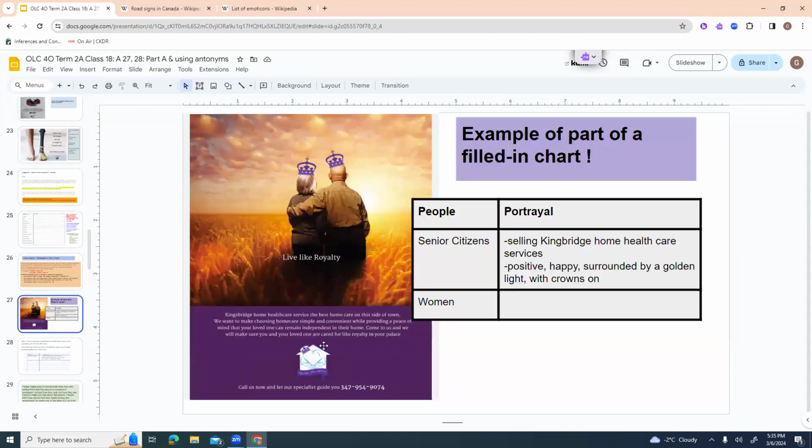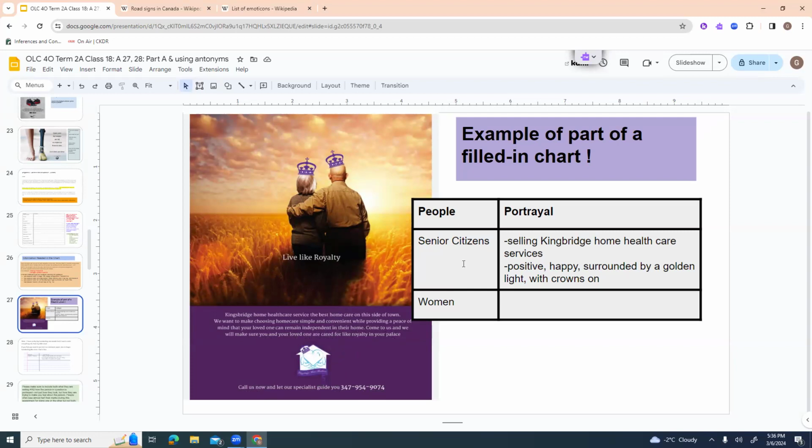I found this ad and the tagline or their selling line says, live like royalty. Knightsbridge Home Healthcare Services, the best home care on this side of town. We want to make choosing home care simple and convenient while providing a peace of mind that your loved one can remain independent in their home. Come to us and we will make sure you and your loved one are cared for like royalty in your palace. And there's a little home there with a little tiny heart and a king on it. I can't quite read the letters at the very bottom. It's very tiny there. Call us now and let our specialists guide you.